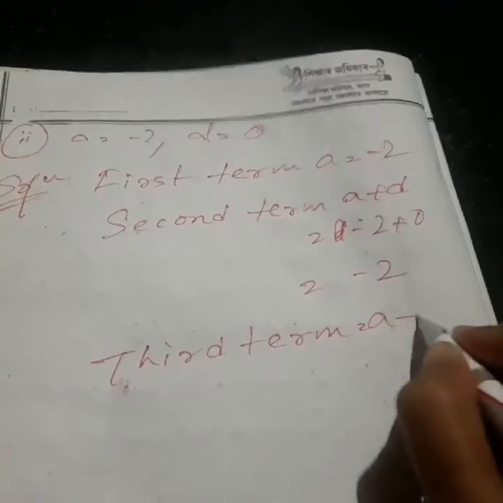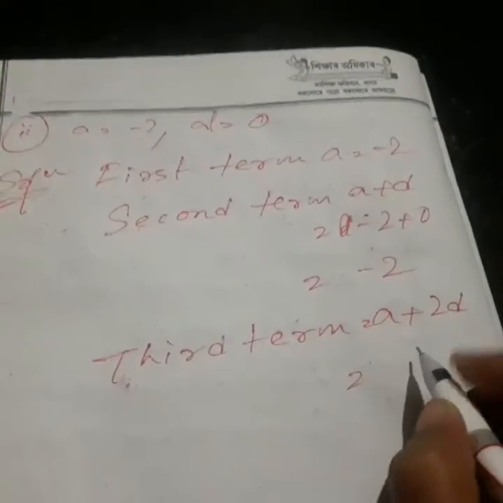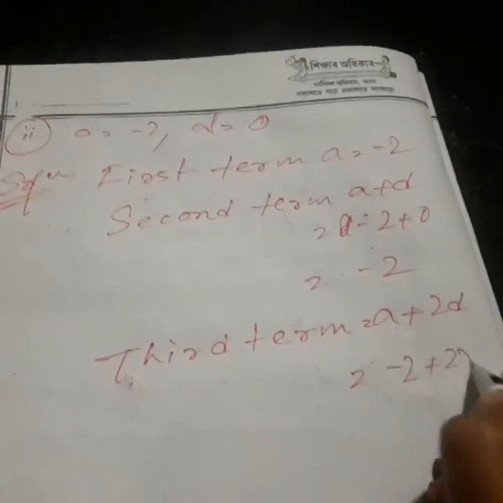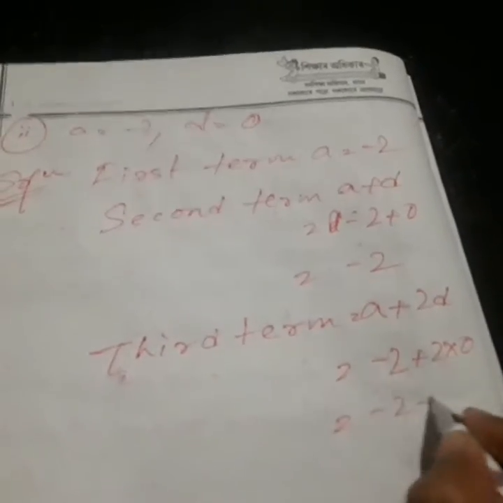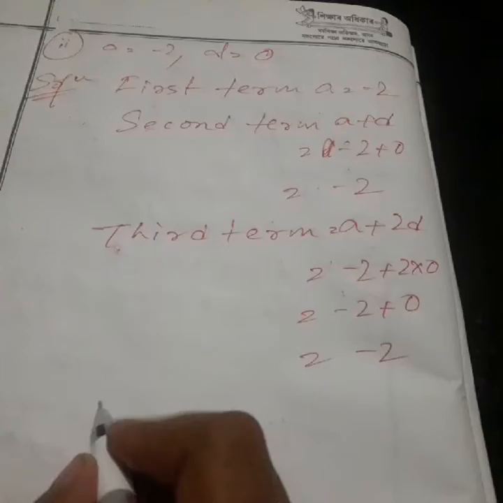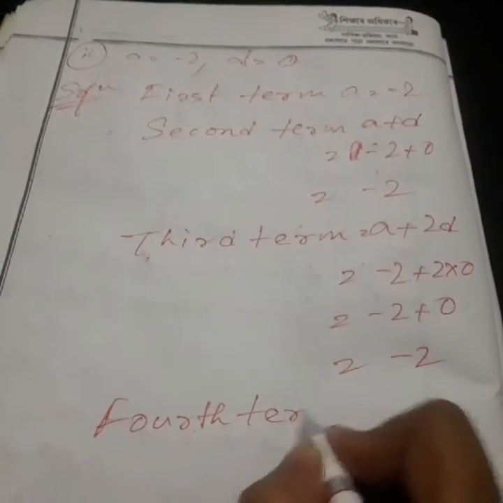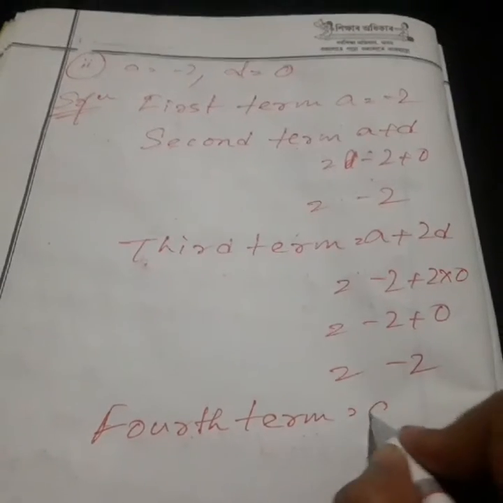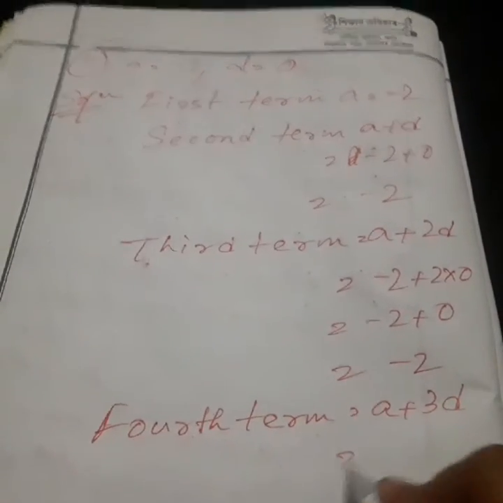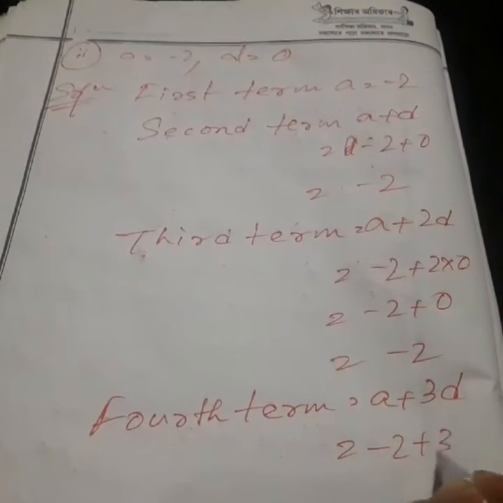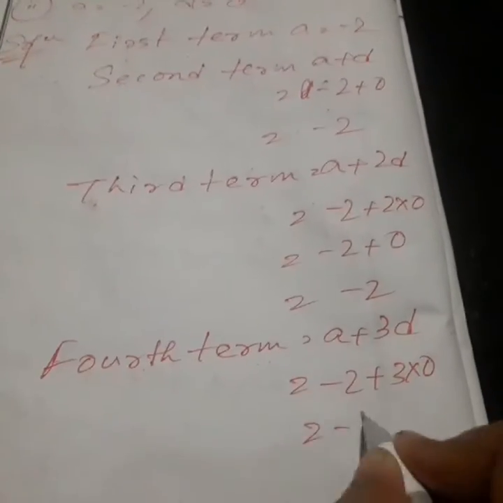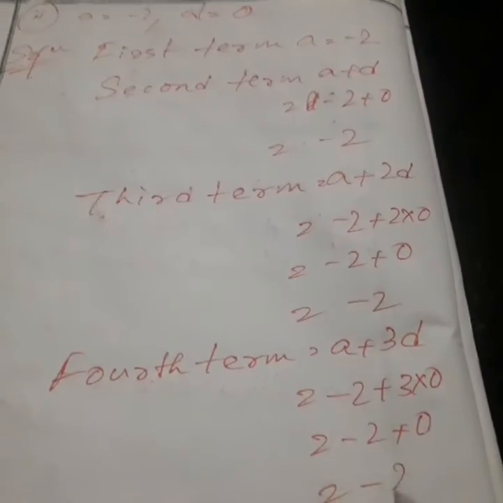Third term is A plus 2D. So A is what? Minus 2 plus 2 into 0. So minus 2 plus 0 is minus 2. Again we will find out the fourth term. Fourth term is A plus 3D. So A is minus 2 plus 3 into 0. So minus 2 plus 0 is minus 2.